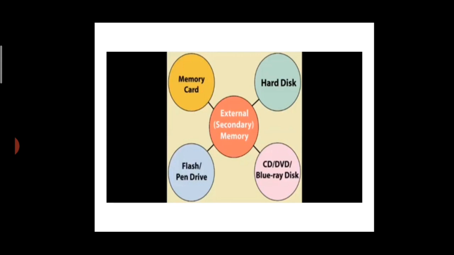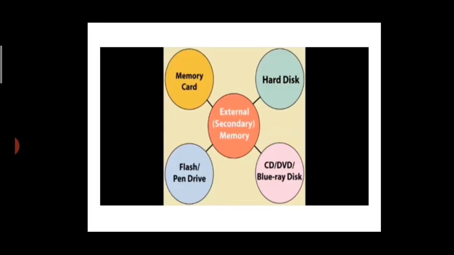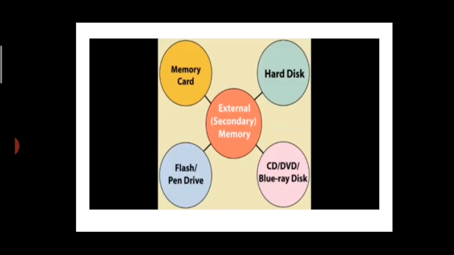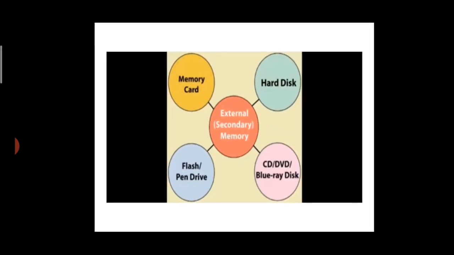Now external memory is also known as secondary memory, and it consists of memory card, flash drive and pen drive. Flash drive is another name of pen drive. Then hard disk and CD, DVD and Blu-ray disc. So it consists of these devices. External memory is used to store the data externally.